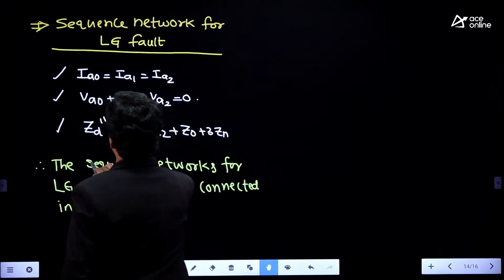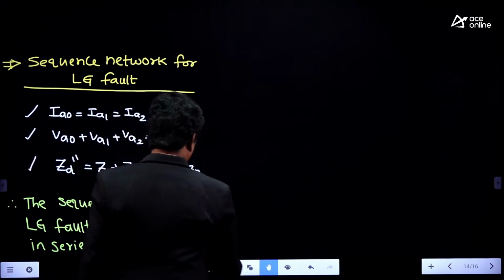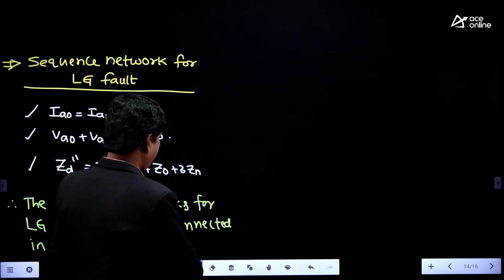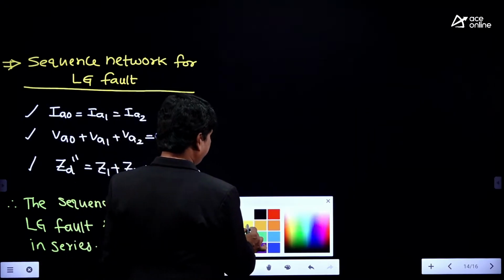Now we'll see how we can connect that. First of all, we have the positive sequence network.